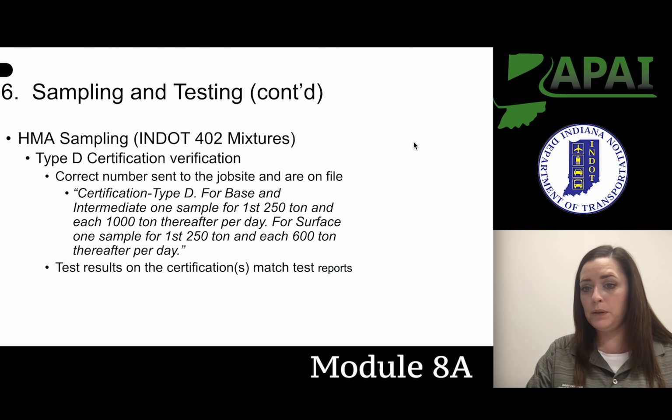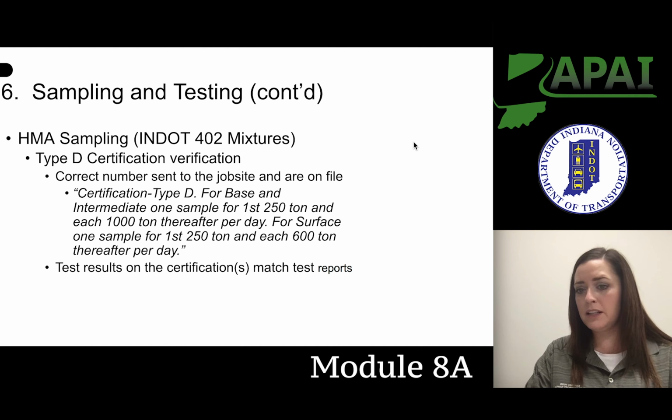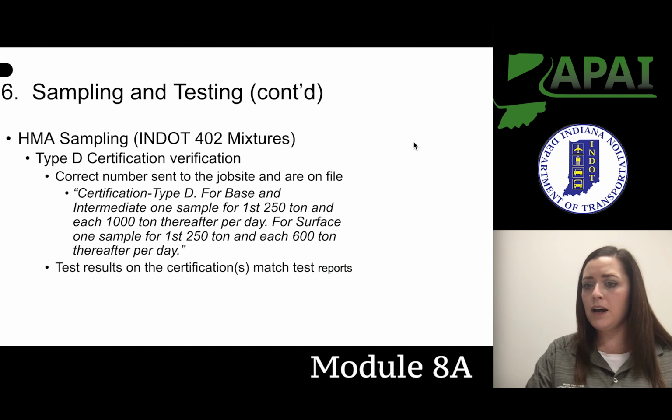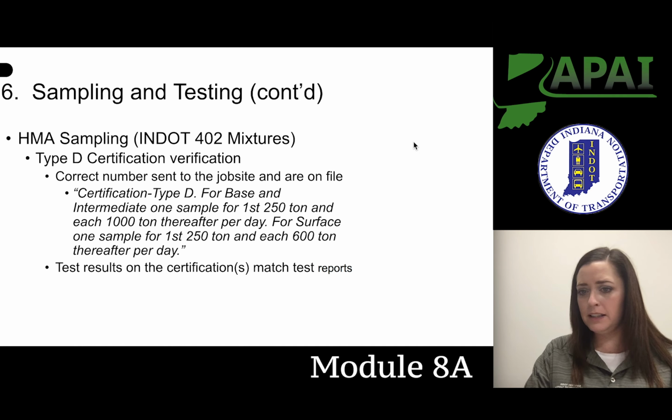So every day that we're sending these mixtures to an INDOT job, we have to provide a Type D certification. The test results on these certifications must match the test reports. Obviously, if it's the first day of testing and we're putting 50 ton of mix on that job, and we have not run this mix before, we may not have test results. So we would just send a blank Type D. If we are able to obtain a test that day, we would send a Type D certification the following day with the test results that we received.